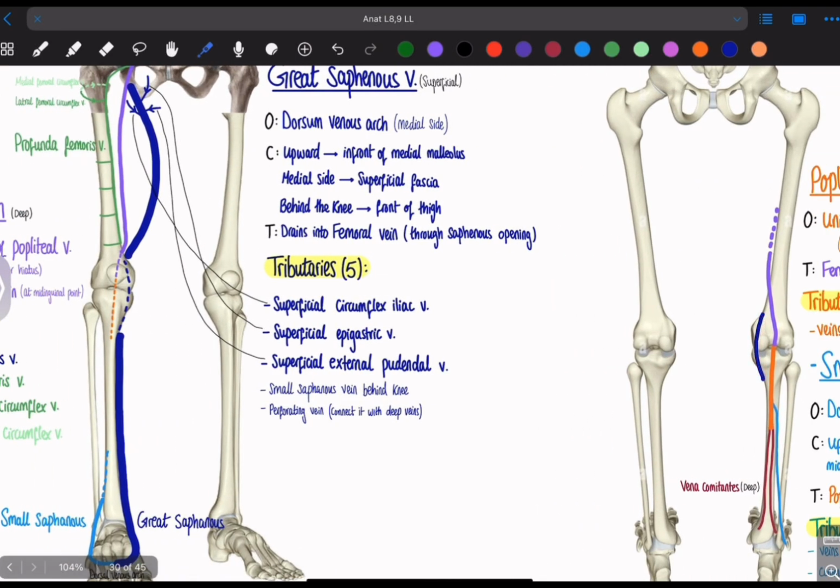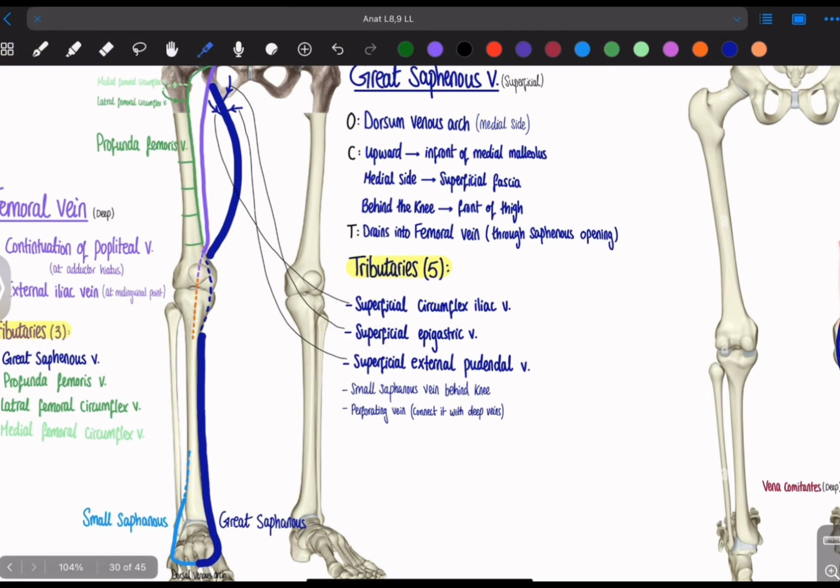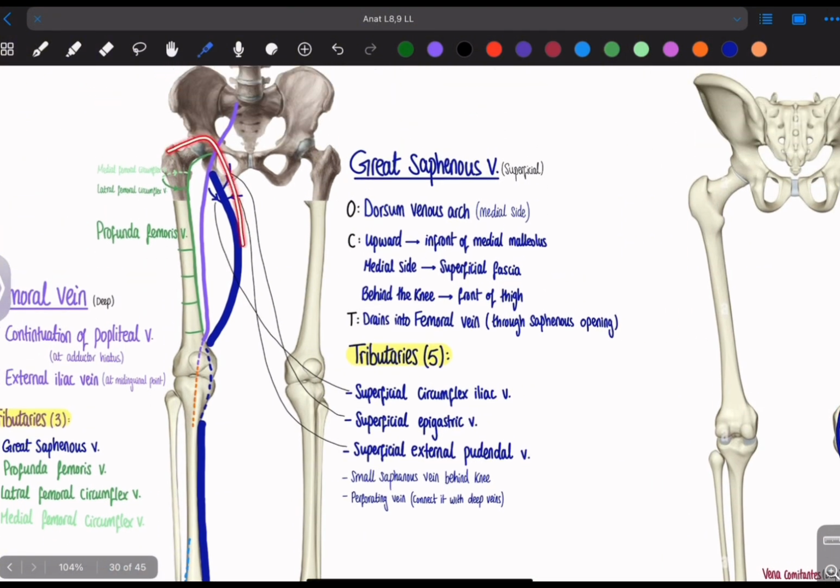And then it's going to come back to the anterior side and go in front of the thigh. So let's imagine this is the thigh, for example. So it's going to come here behind the knee and then in the anterior compartment, or in the front of the thigh. Where does it drain? Where does it terminate? This is very important. It drains into the femoral vein, the one in purple here. Okay, and we're going to talk about the femoral vein in a bit. Just remember for now that the great saphenous vein drains into the femoral vein.